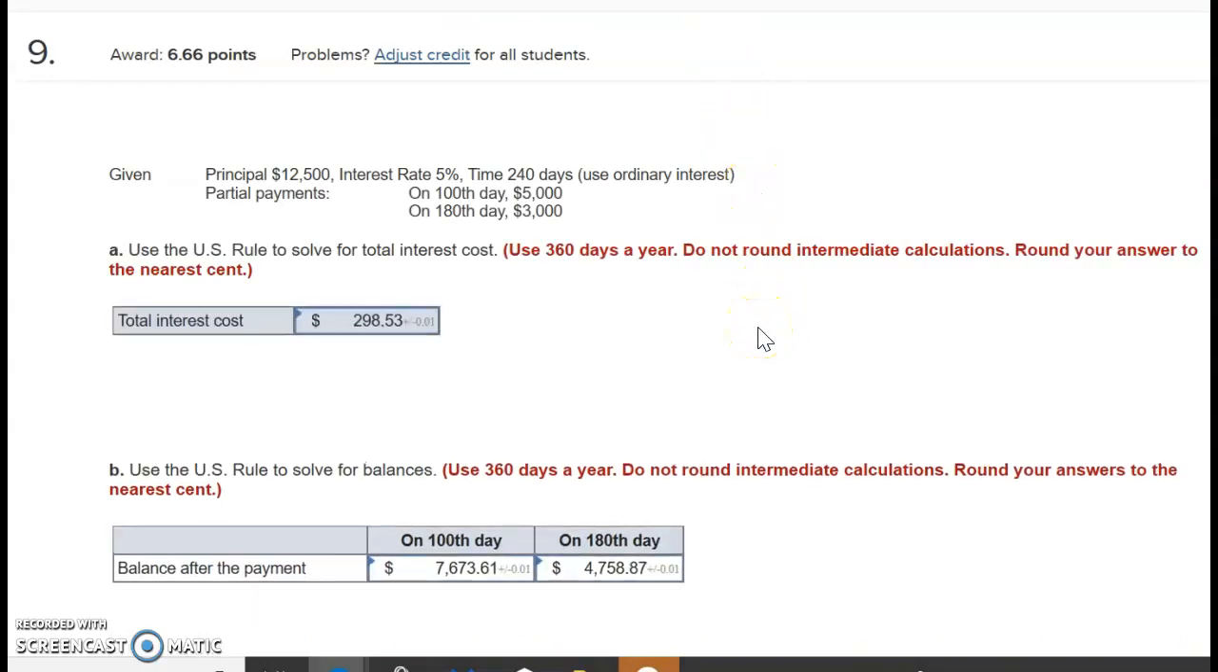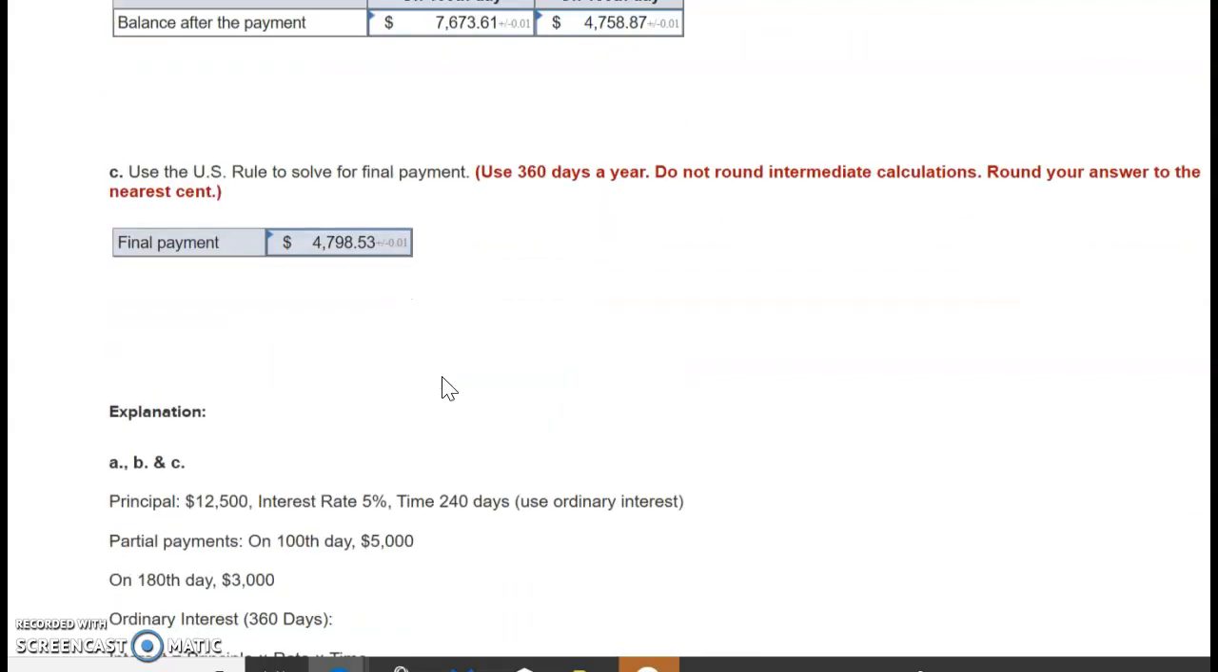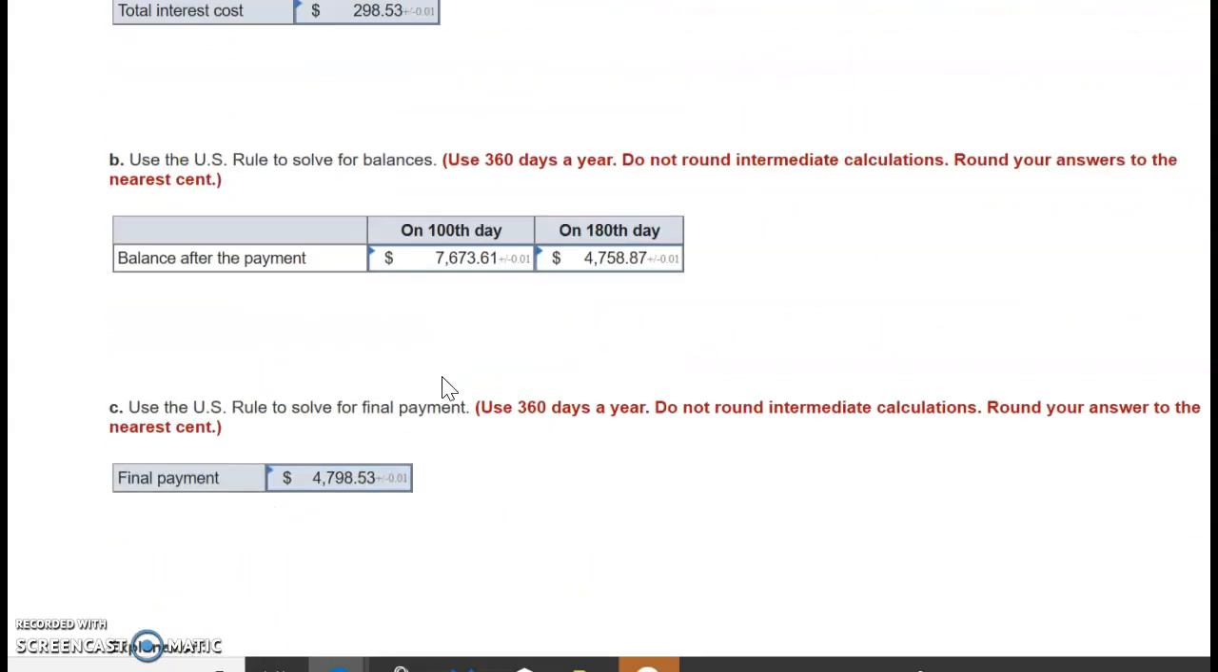Okay, so this is probably the most difficult of the problems, the one that uses the U.S. rule, and you have to calculate interest for various time periods, and then the interest you pay back at the end of the period. So the question is to solve for the total interest cost. That is a several year or several step process. Let's go down here and take a look.